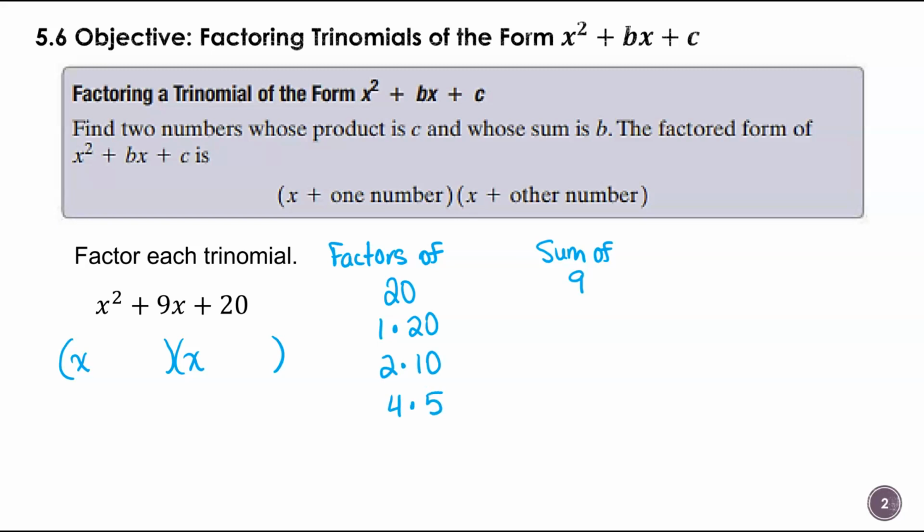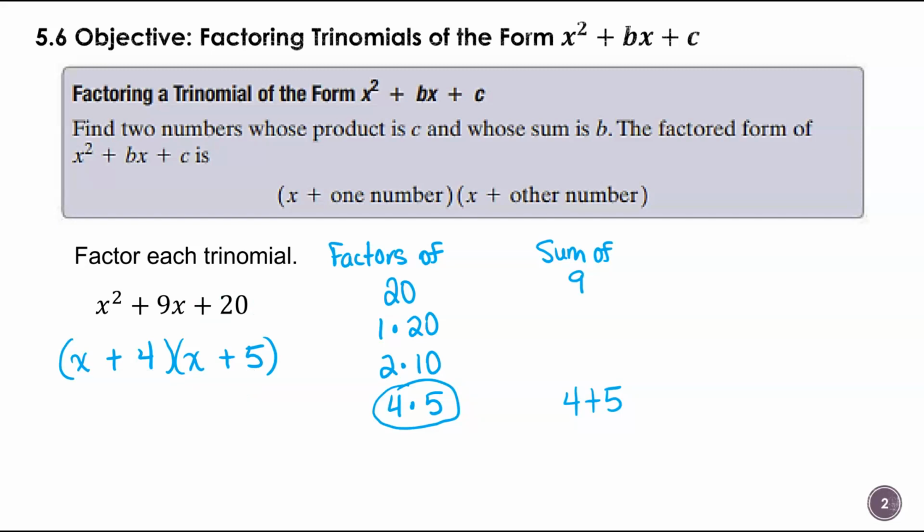Well, all of those are factors, but only one set gives us a sum of 9, and that would be 4 and 5, because if I add those together, I get 9. So those are the two numbers I would need for my factors. And then this is factored. You can double check: here's 4x and 5x, which equals 9x when I add them. And then 4 times 5 is 20. That's my constant term, and so we're good.